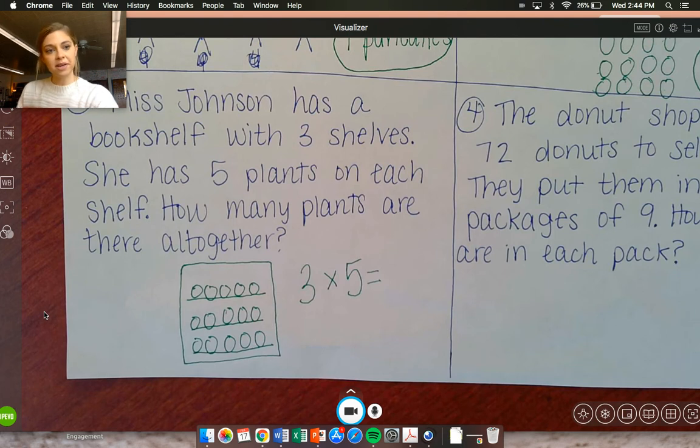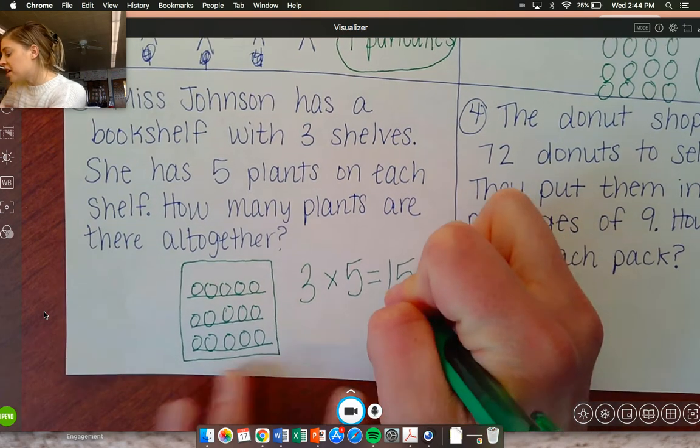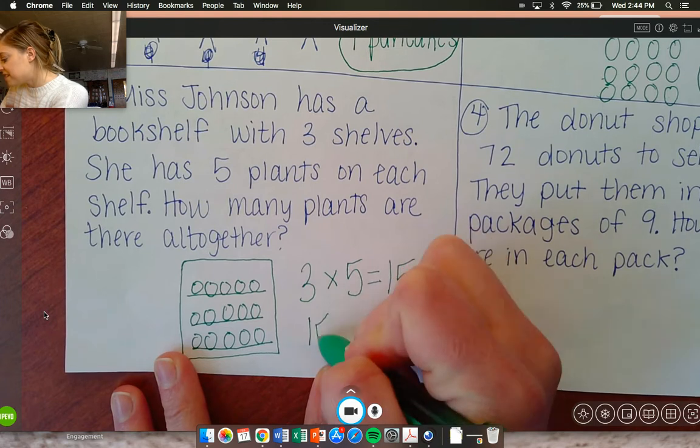And what would that answer be? 3 times 5. If you're thinking 15, then you are correct. So on that shelf altogether, I have 15 plants.